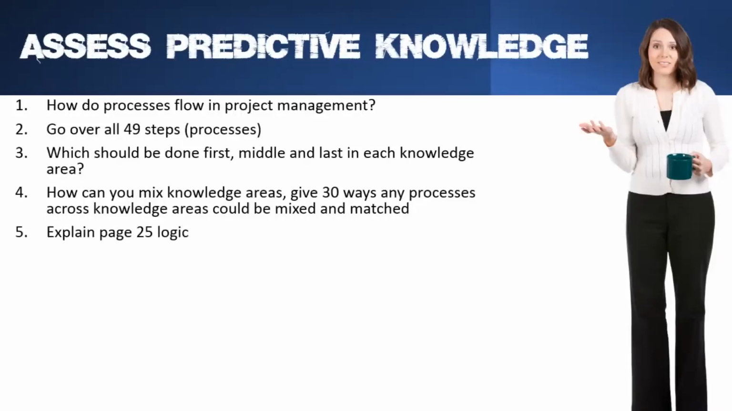Number 5, explain page 25 logic. Don't just rattle it off, but actually explain the logic of how things could flow, not by knowledge area, but through process group and even beyond process group, which means how does develop project charter connect to close project or phase, and why. You need to understand that the project charter has success criteria that is used to deduce success or failure. That's why the project charter is an input to close project or phase.